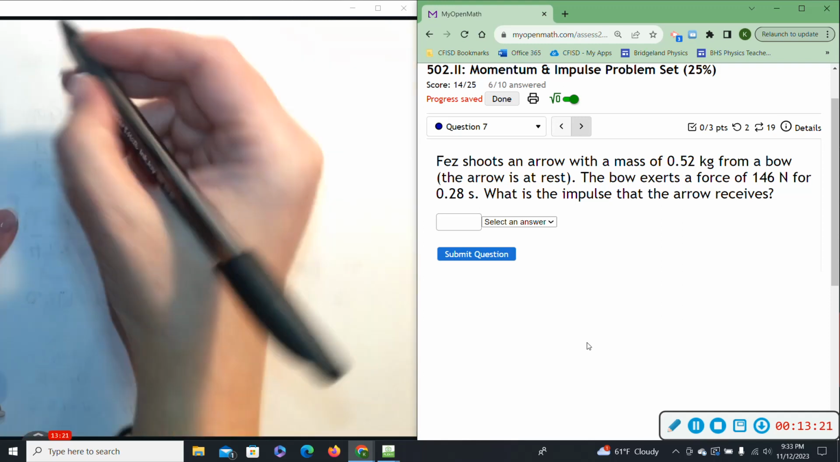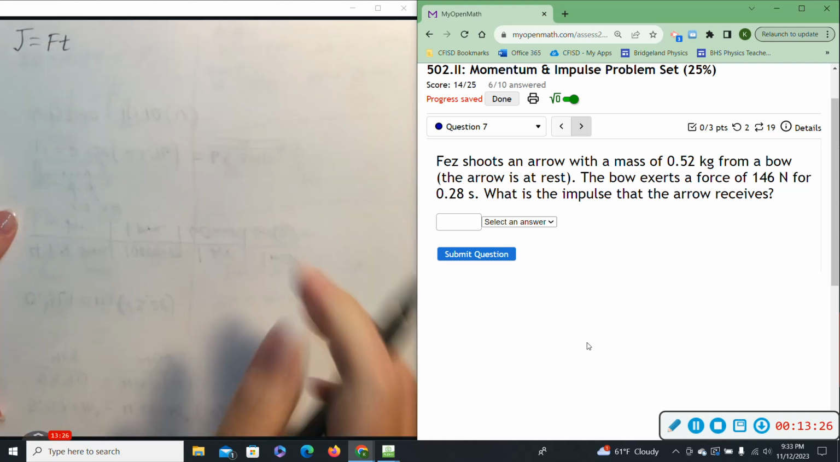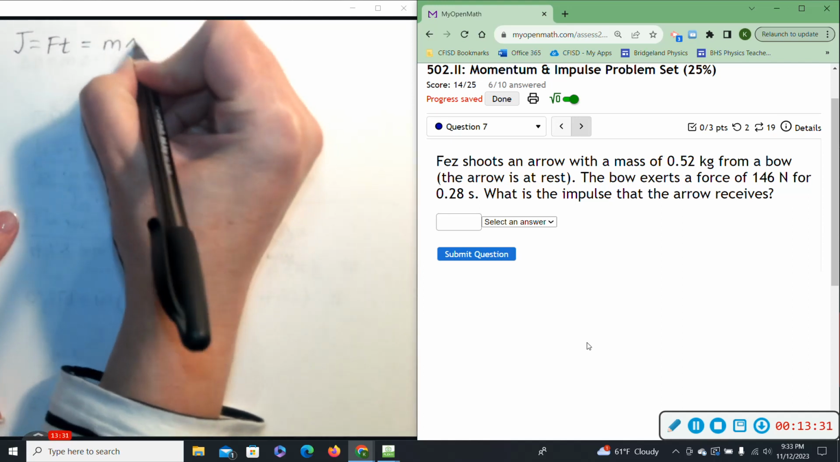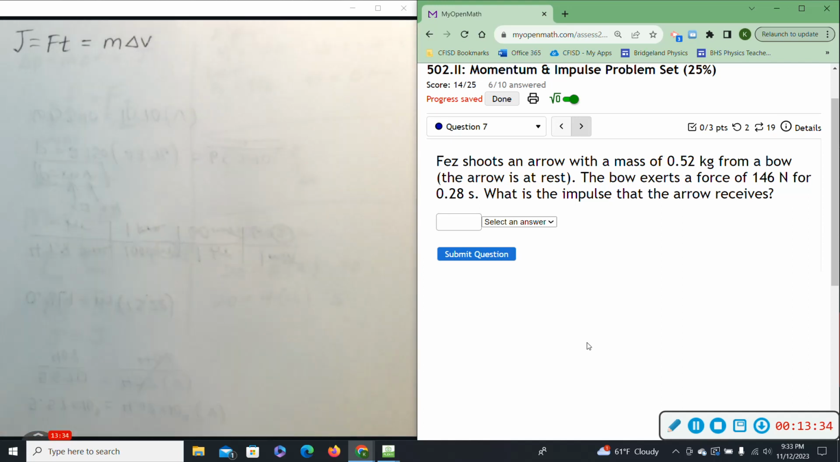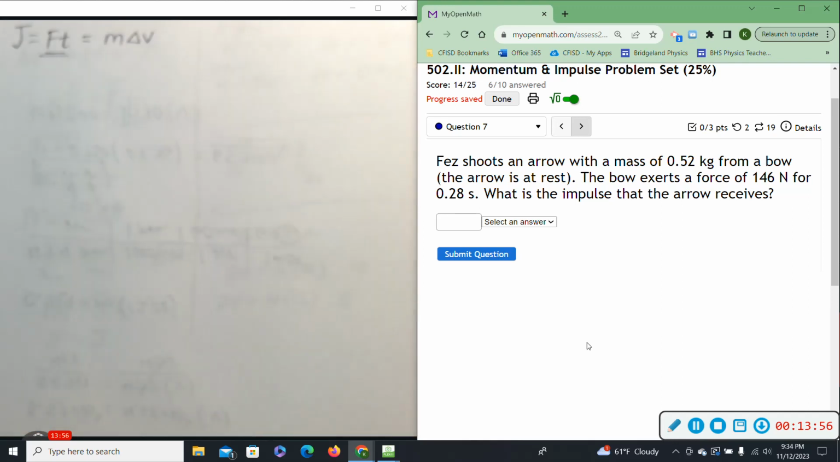the equation we're using for impulse is J equals F times t, but we also know that impulse is equal to change in momentum, so it's also equal to mass times change in velocity. Depending on the information that we receive in the question, we could use either of these equations. If we have force and time, we can use force and time. If we have mass and change in velocity, we use mass and change in velocity. Looking at this particular question, I do have the mass, I don't have the change in velocity, so I can't use this, but I do have both force and time, and so that's what we're going to do.